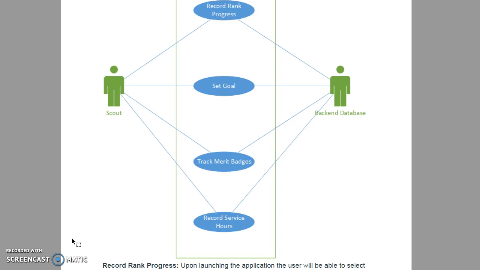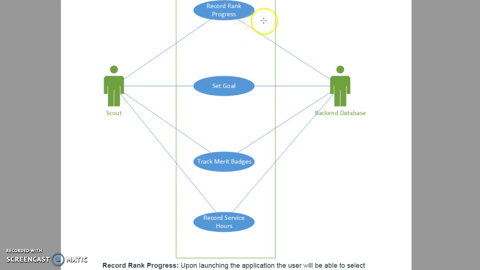In my application, there are 4 major use cases: rank progress tracking, goal setting, merit badge tracking, and service hour tracking. I was able to implement all 4 of these use cases without too much trouble. They are all functional and usable for the user. And so for me, it ended up being about a sprint for every use case.